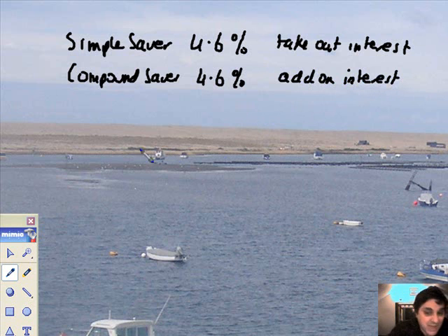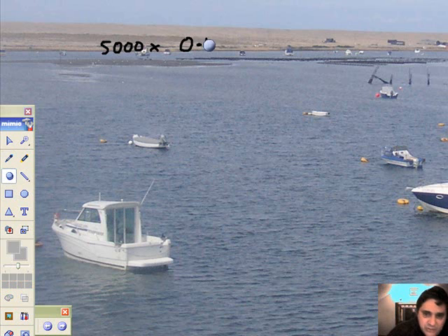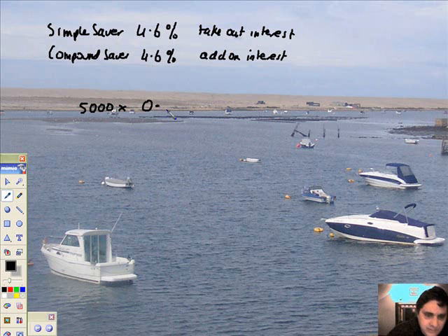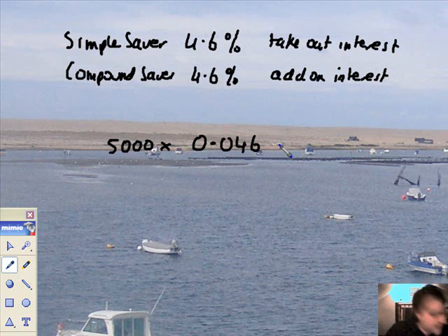Well, I want to do both actually. Let's do the simple saver first. He's going to invest £5,000 at 4.6%, which is 0.046. Sorry, let's just rub it out. 0.046. 04 is the 4%, and that's the 0.6. All right, and he's going to leave it in there for how long? Take it out after every year. So he's going to do this for 3 years.